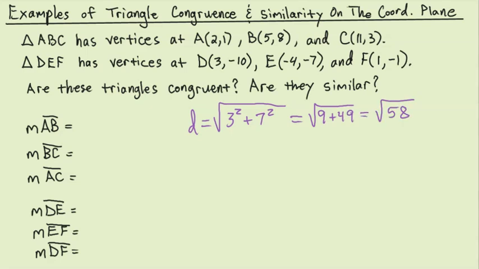Now I'm going to leave it as a square root. I'm going to leave it as a radical. Why? Well, because all of these are going to be radicals. So then we can just ignore the radical and just compare what's under the radical. Okay. All right, now let's do BC.